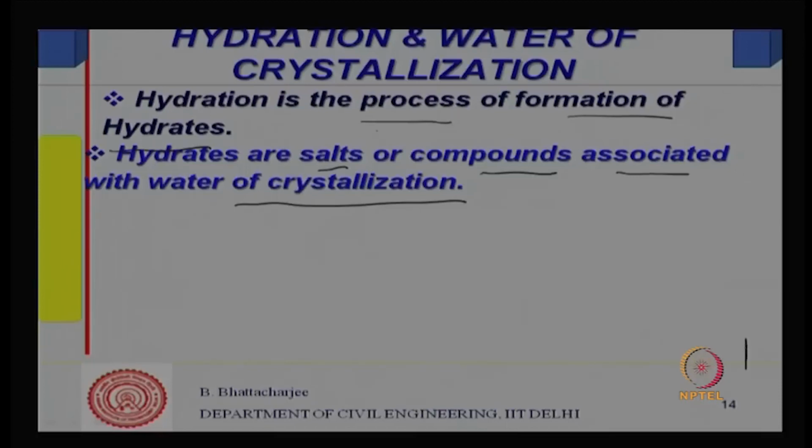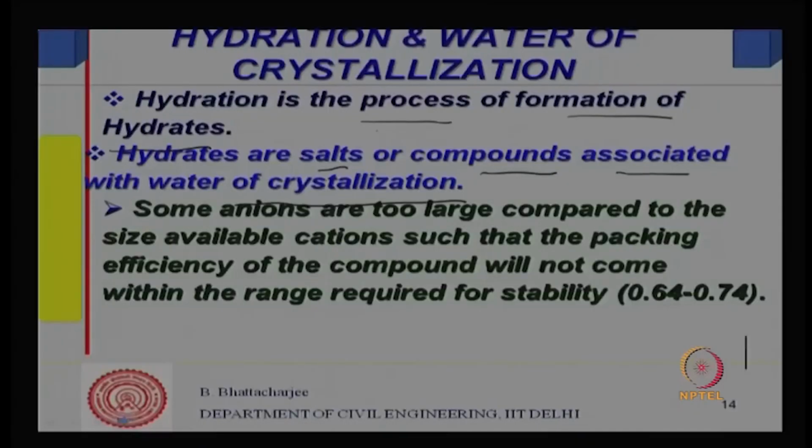That means, cement when it comes in contact with water takes water of crystallization and becomes hydrates. Therefore, we say hydration of cement, hydration reaction of cement, right. Hydration is a general term used in chemistry. Why does it happen? Why do some ions, some compounds chemically combine with water to form hydrates?